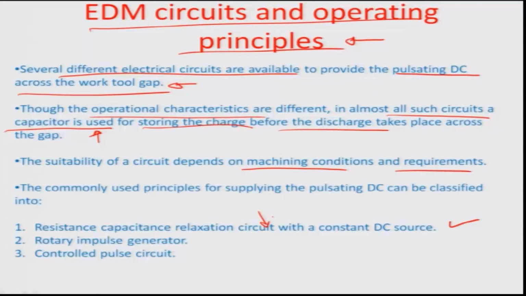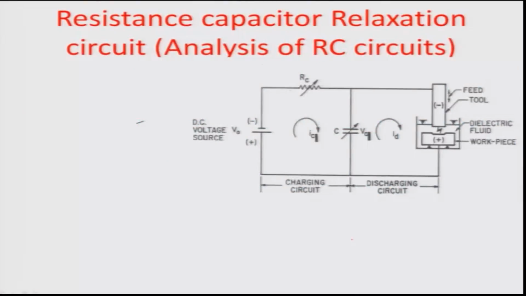You could operate this at a certain power parameter and a distance parameter, through which you could find out the tentative amount of MRR from the empirical relationships that have been generated earlier. There are of course rotary impulse generator based circuits and controlled pulse circuits, which are used with solid state electronics these days. The first basic circuit that comes to mind is the resistance-capacitance relaxation circuit, so let us look at some of the analytical issues with such a circuit.